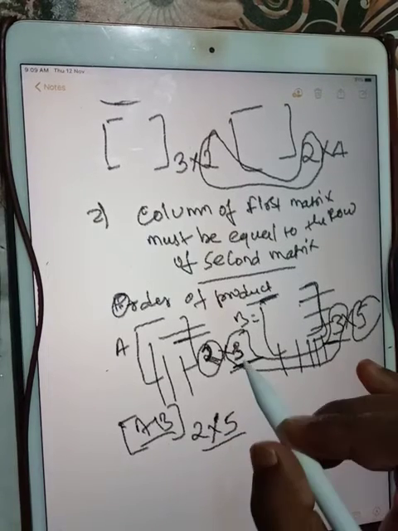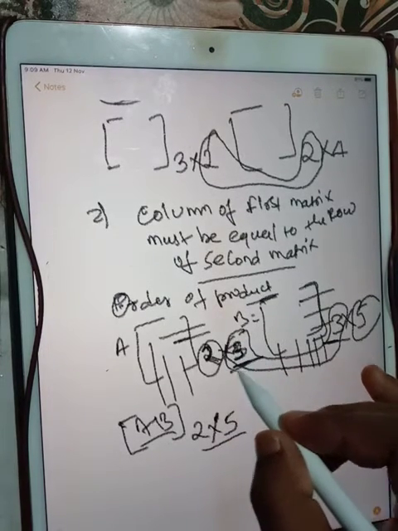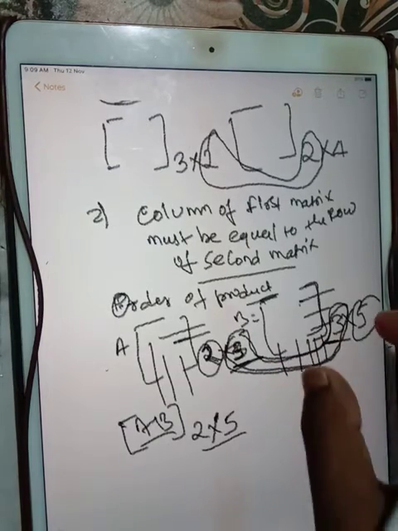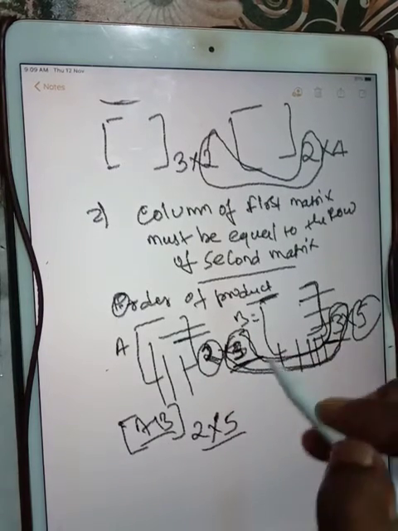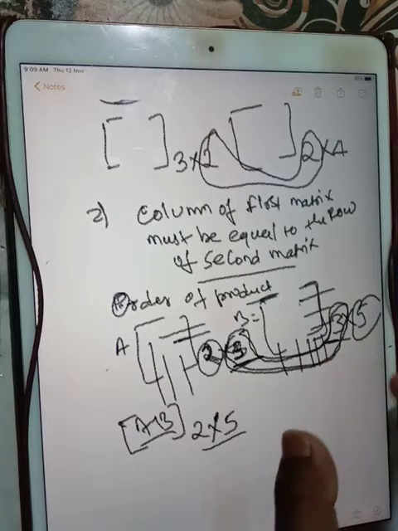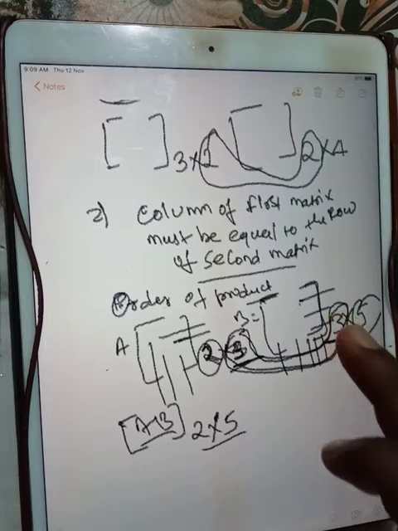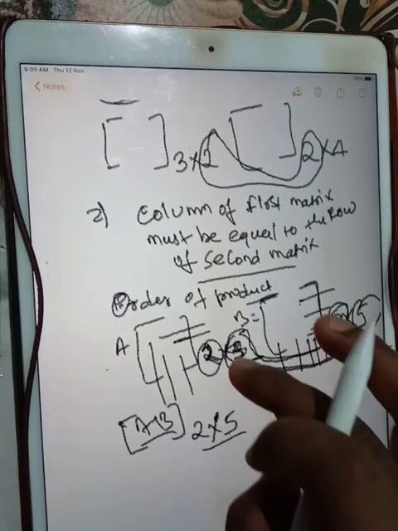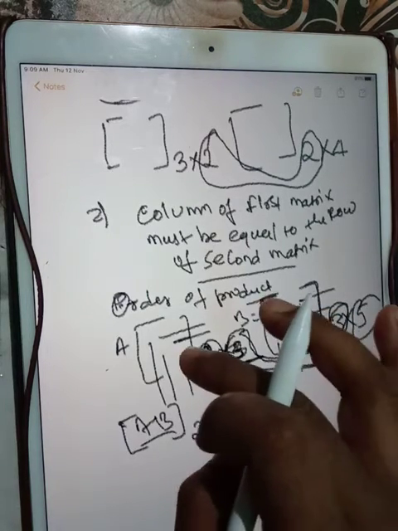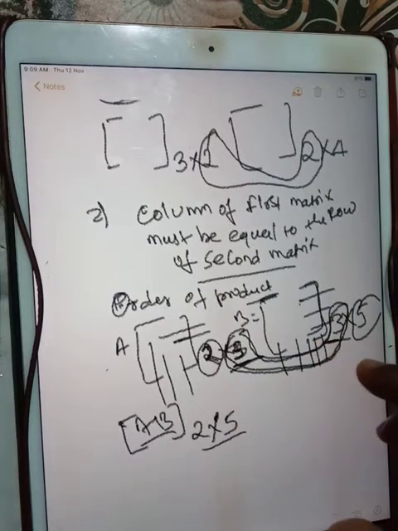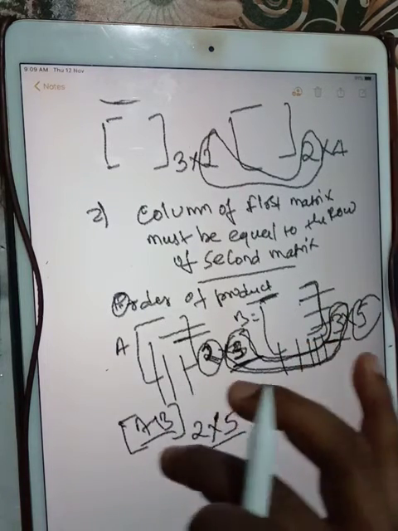Just to remember, check the in-between of the left and right part. If the column of this matrix is equal to the row of this matrix, then the product will be defined, and this is the only condition for matrix multiplication to be defined. And the row of A and the column of B will become the order of AB.